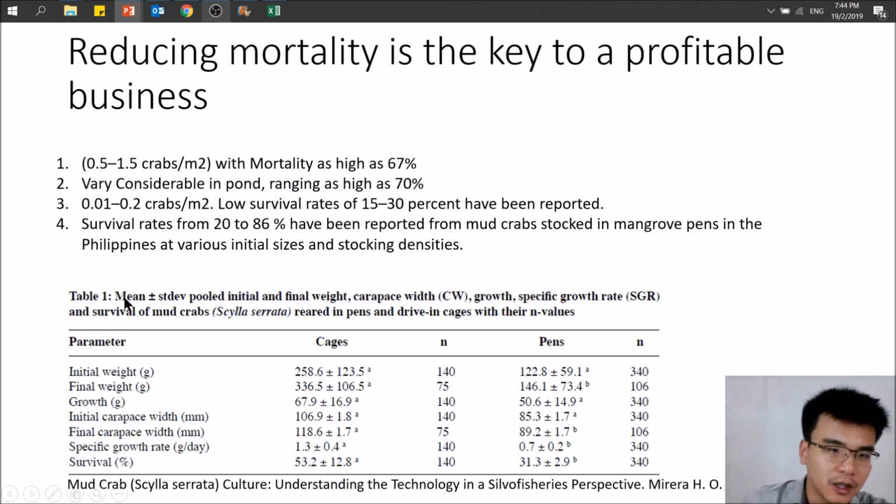So what we have here is extracted from one of the papers. This is the name of the paper. As you can see, if the crabs are grown in what we call mangrove pens, which was discussed earlier, by netting off a specific section of the mangrove forest in which you stock your crabs, the survival rate is only approximately 31%, which means mortality is about 69%. However, if you put them in cages, the survival rate increases up to 53%. This is probably due to the crabs being isolated from each other, hence reducing cannibalism.